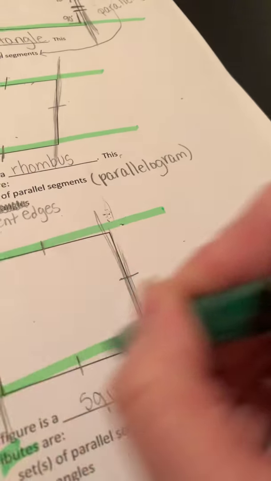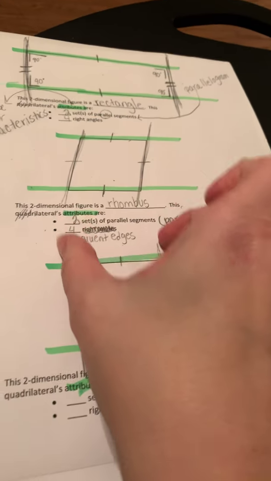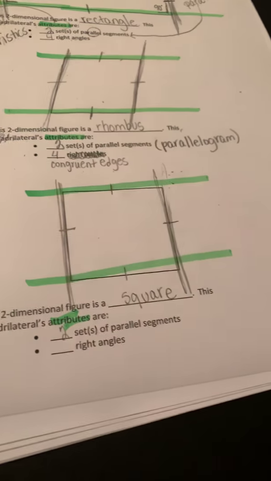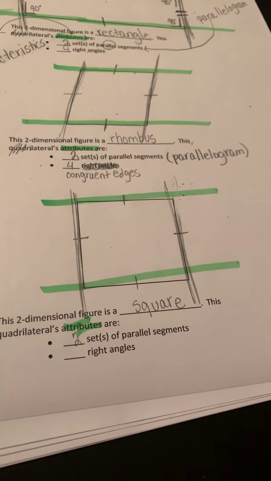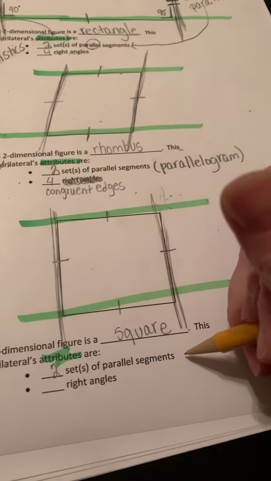Then let's extend the top and bottoms. Parallel, yes, so parallel once, parallel twice. 2 sets of parallel segments. What do we call that? Parallel, parallel, parallelograms.